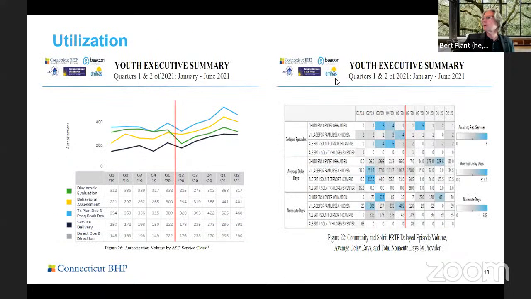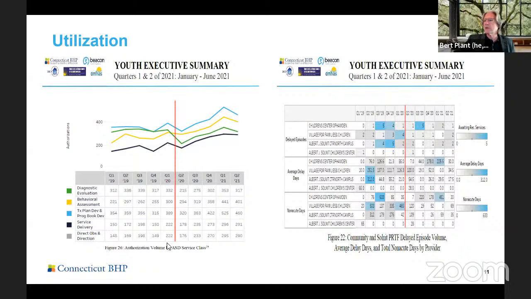For utilization, I haven't shown a lot of utilization reports here, but we can look at every level of care and look at their trends over time. Here on the left, we're looking at a specific set of services related to autism, for the autism population, showing different kinds of services like a diagnostic evaluation, behavioral assessment, and various types of service delivery, and we can see how those trend over time.